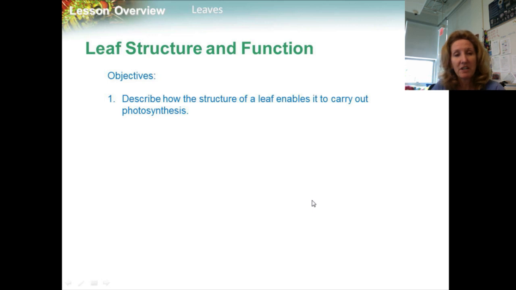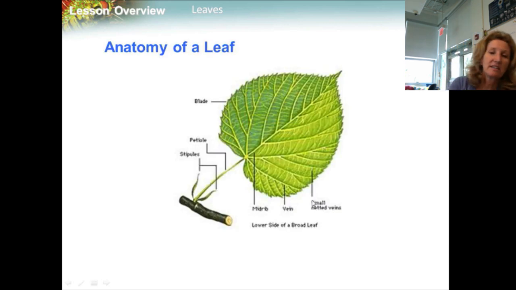So our first objective is to describe how the structure of a leaf enables it to carry out photosynthesis. To collect sunlight, most leaves have a thin, flattened part called the blade, as you can see right there. The flat shape of the leaf blade maximizes the amount of light it can absorb. The blade is attached to a stem by a thin stalk called a petiole. Leaves have an outer covering of dermal tissue and inner regions of ground and vascular tissue too.